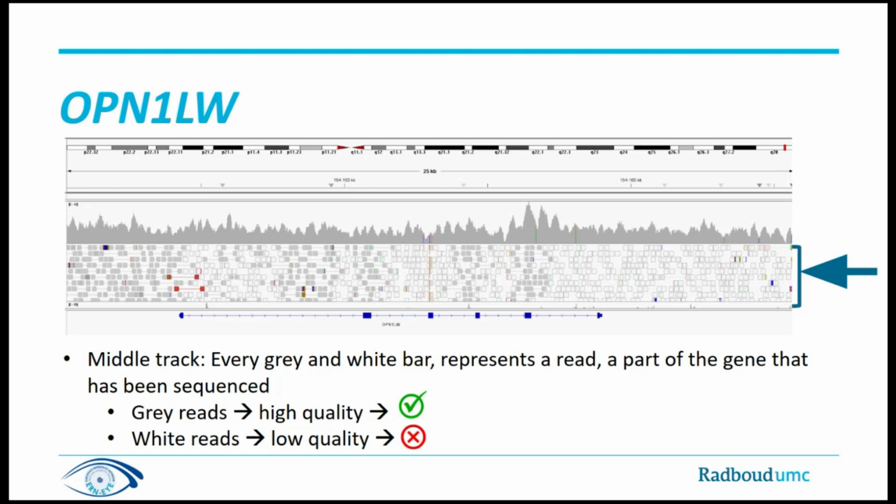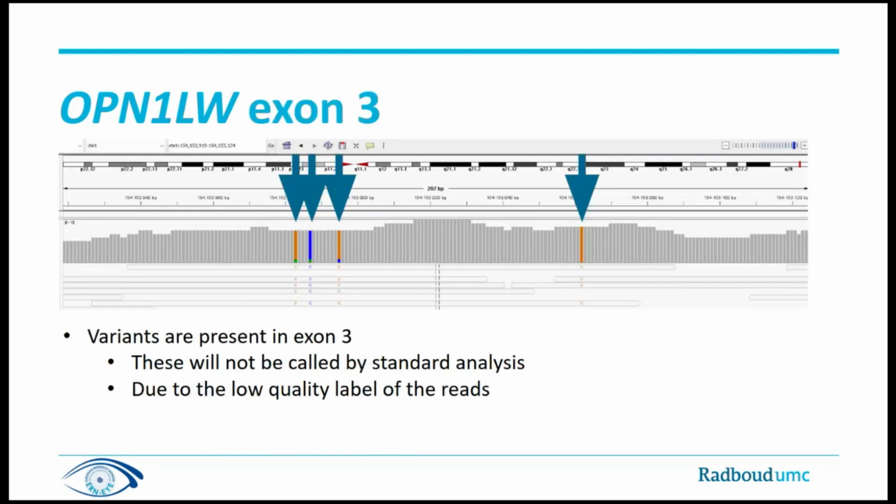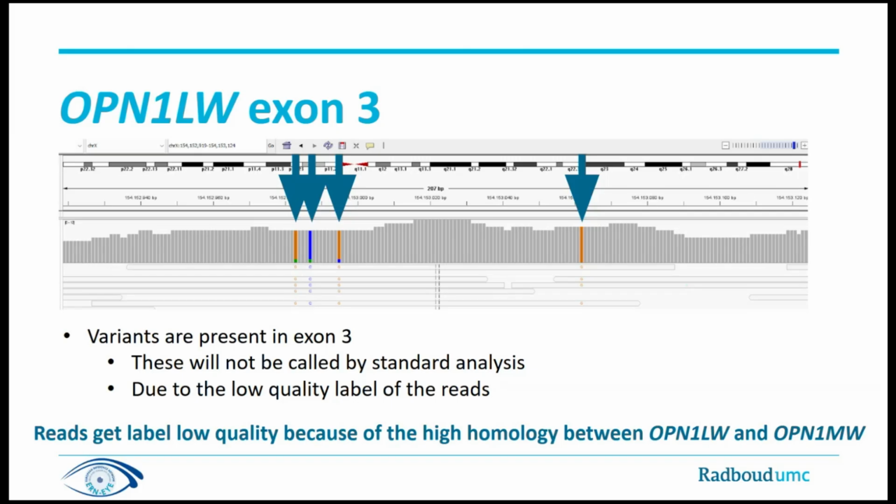Next slide, please. So now we zoom in even further on exon 3, and then we can see 4 variants in this exon 3. You can see that because of the colored vertical lines and also because of the letters within the reads. And these letters are all in white reads, so it means that these reads have low quality, and variants in low quality reads will not be called. So next.